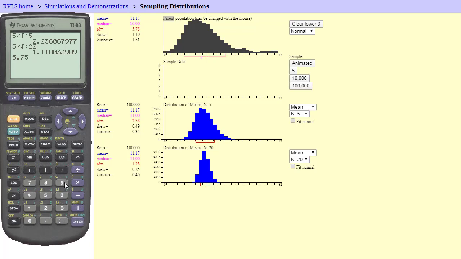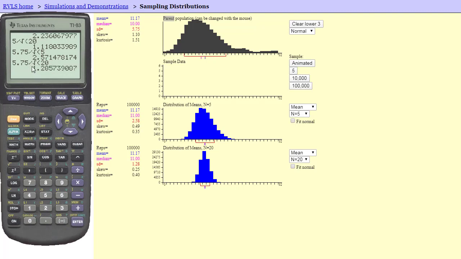5.75 divided by the square root of 5, because that's my sample size. The square root of 5 gives 2.57, 2.58, which was close. How about this one down here? So this is sample size 20, so 5.75, because that's the standard deviation of my population up here that's skewed. And I'm going to divide that by the square root of 20.